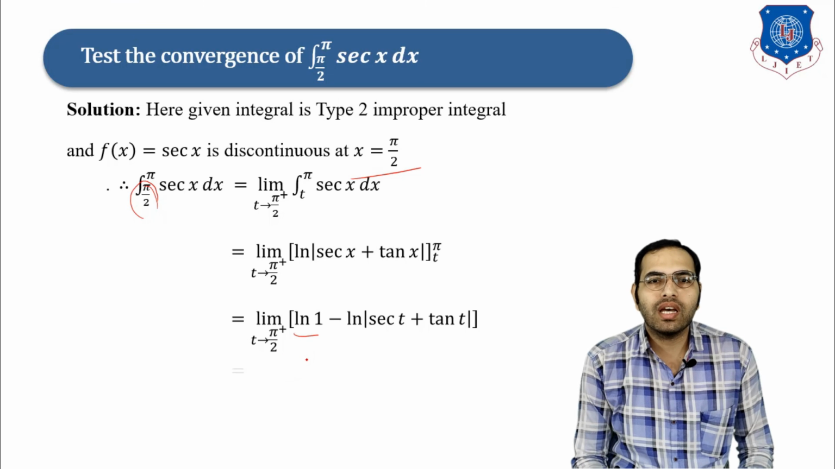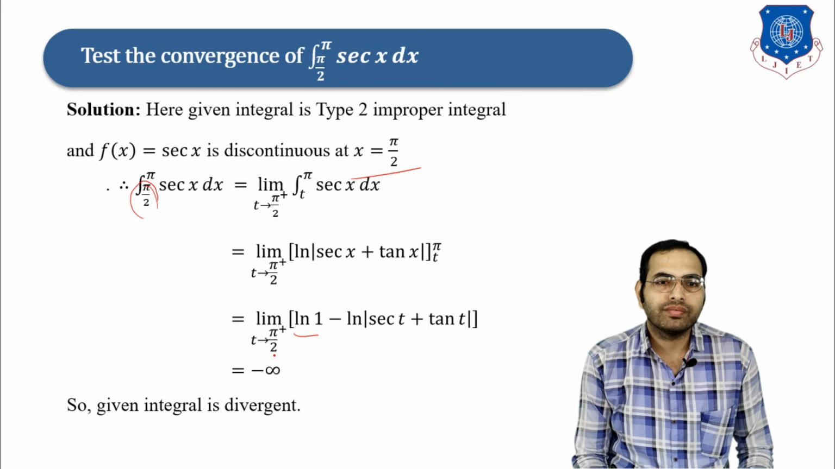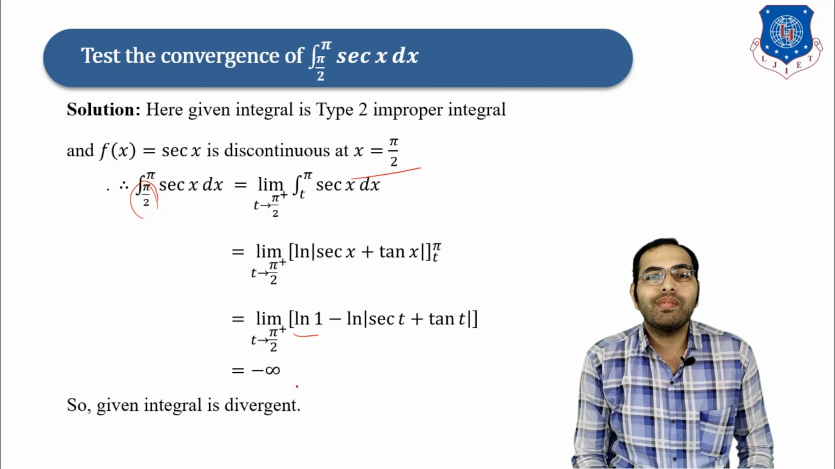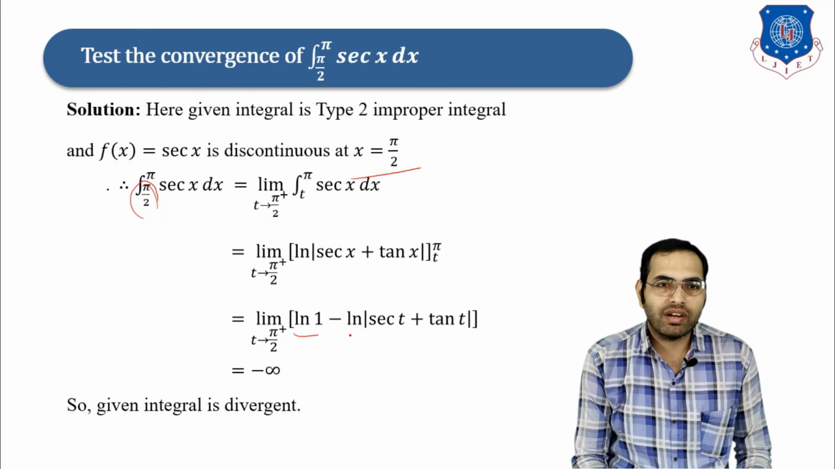Now t is replaced with pi by 2, that means ln 1 is 0, minus ln of sec pi by 2, which is infinite, and tan pi by 2 is infinite. Here there is a minus sign, so it becomes minus infinite. Since our limit is minus infinite, or the limit does not exist, hence the given integral is divergent.